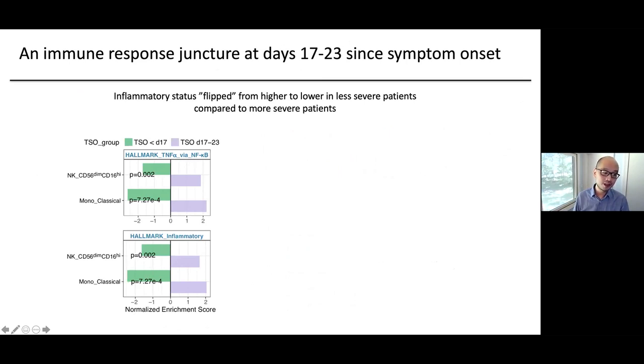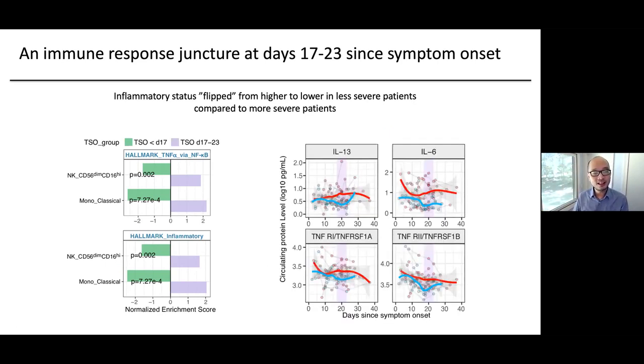So in both the classical monocytes and the NK cells I just mentioned, they tend to be lower in the more severe patients. But once you go past that, into that 17 to 23 period, they start to become higher, or they stay higher in the more severe patients, while the milder patients are coming down. And you can see the same when we look at circulating cytokines. So for example, in IL-13, IL-6, what you see is that in the more severe patients, they stay higher or maybe even tick up a little bit, while in the milder patients, they start to come down.